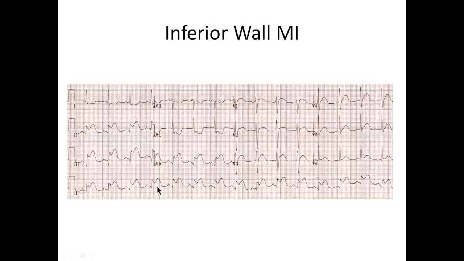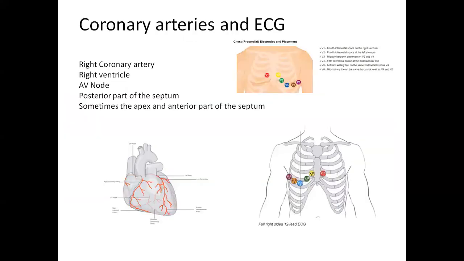Here is a real example. So this is our baseline, and you see the ST is way up there, and you also see it in II, this is III, and aVF. So we know immediately that it's an inferior wall MI. When we see an inferior wall MI, we have to ask several other questions. The first thing we have to ask is, is the right ventricle affected?